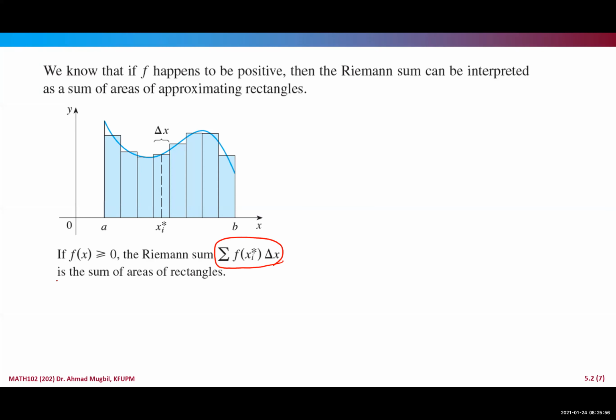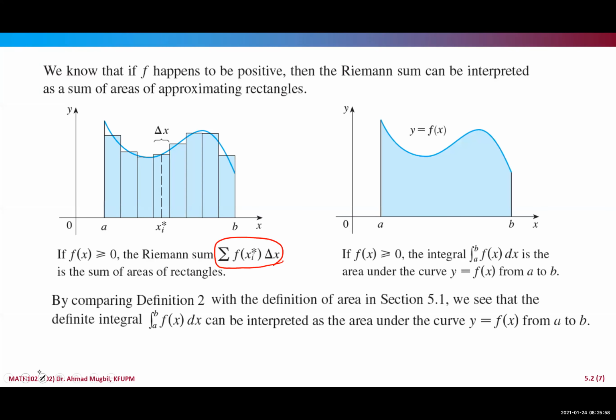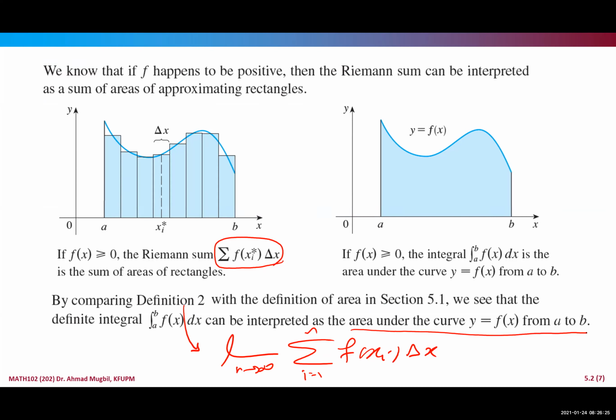But if you want to find the exact area, by comparing this with definition 2, the previous definition, which means this one, the limit of the sigma, i starting from 1 up to n, when n goes to infinity, you will see that the definite integral can be represented as an area under the curve from A to B.